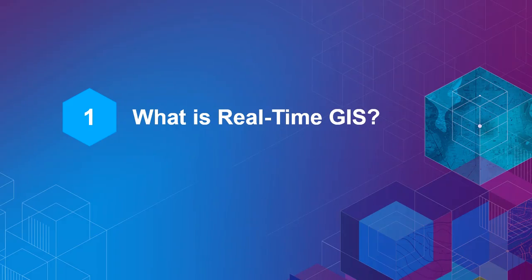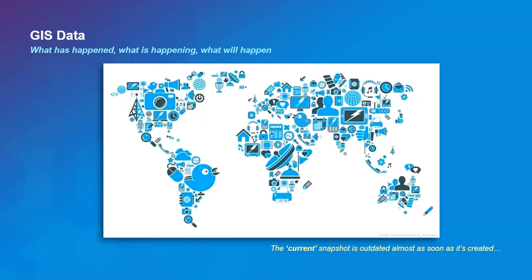So the first thing I like to do is start with what is really real-time GIS and set the context for what that means. So the data that's fueled GIS in the past was typically created to represent the state of something at a specific moment in time. So whether that was data that was collected for what has happened in the past, what is happening right now or currently, or what will happen at some point in the future. And what we're coming to find out is that that current snapshot, or what is happening right now, falls out of date very quickly. So especially in today's fast-paced and constantly changing world, that data is outdated almost as soon as it's created oftentimes.